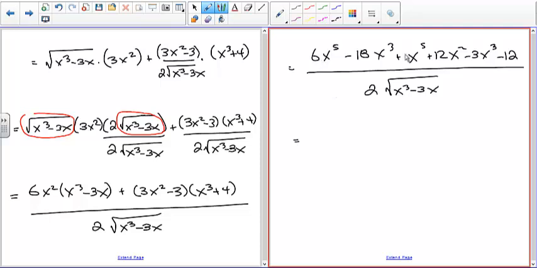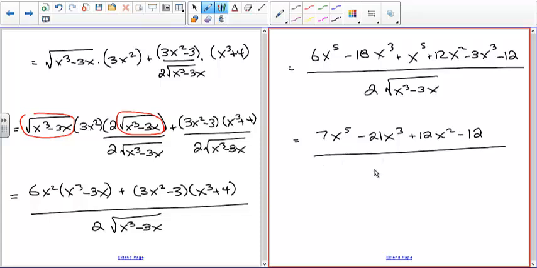And now we'll combine like terms. So I'll have 6 plus 1, which is 7, so we get 7x to the 5th. We have negative 18 minus 3, so that's negative 21x cubed. We've got 12x squared minus 12, all divided by 2 times the square root of x cubed minus 3x. So that's your final answer. It's 30 points total, 10 points to do the simplification and 20 points to do the product rule and chain rule.